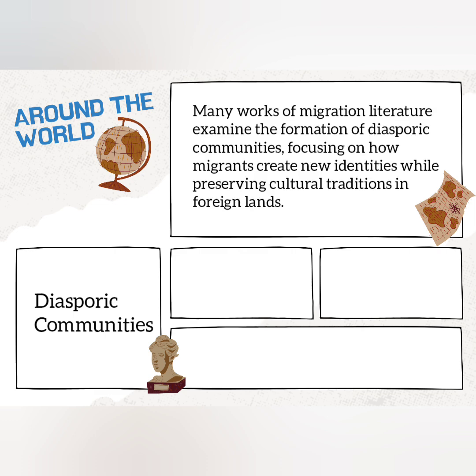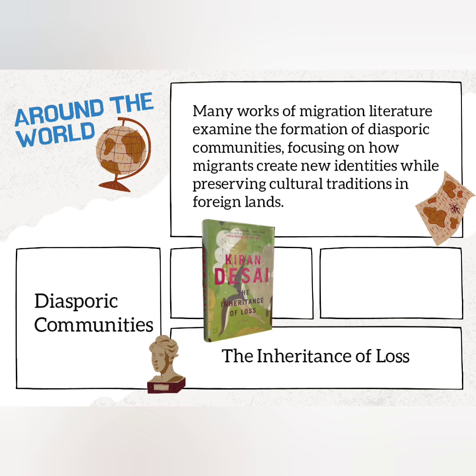Diasporic communities. Many works of migration literature examine the formation of diasporic communities, focusing on how migrants create new identities while preserving cultural traditions in foreign lands. The Inheritance of Loss by Kiran Desai explores the experiences of Indian migrants in the UK and the US, highlighting their fractured identities and sense of displacement in foreign cultures.